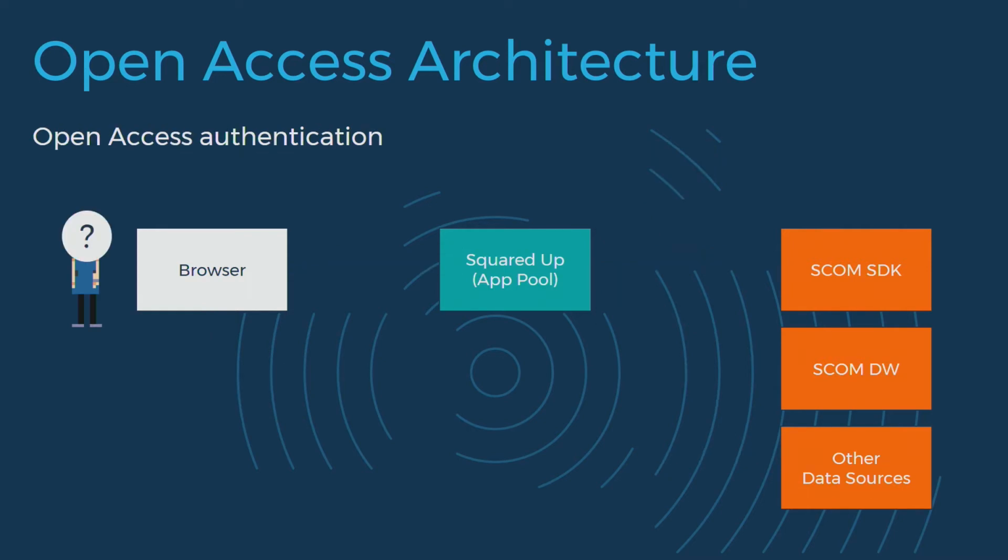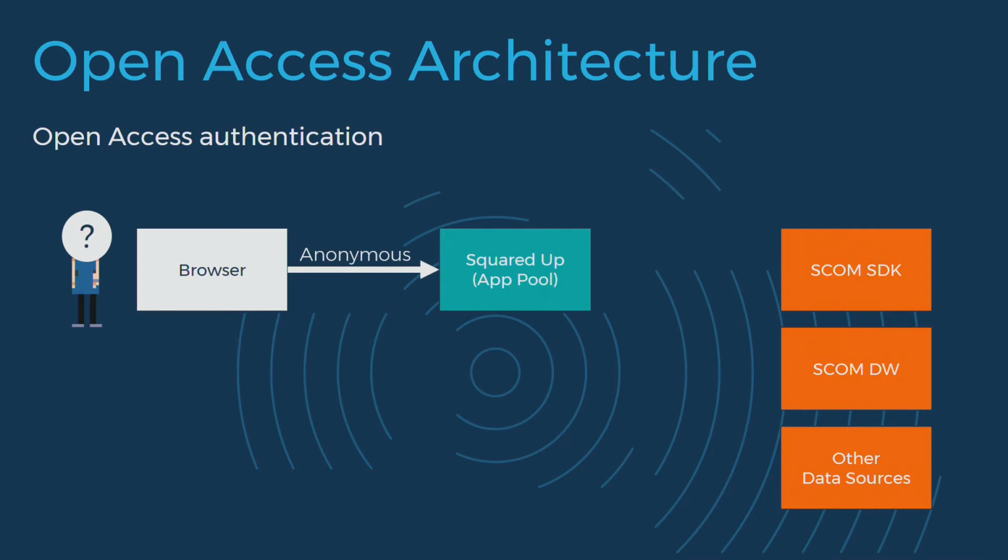With open access in the picture, things change. So first of all, we've got a user here who we don't know who they are. We never ask the user what his or her name is, or username and credentials. So this user comes in entirely anonymously. As you saw there, I fired up an incognito mode browser and then just hit a URL. I was never prompted to enter my username. So the request comes into Squared Up as an anonymous request.